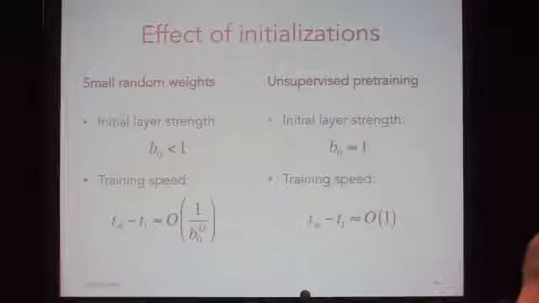So this is giving us some traction on what initializations do. If you initialize with small random weights, then you're initializing with a layer strength that's small, and so the training speed is going to be very slow. It's going to scale exponentially with depth. However, if you use a strategy like unsupervised pre-training, say with autoencoders, that corresponds to learning orthogonal matrices in this case, and the initial layer strengths would be approximately 1, and so training speed is now only a constant time. And there I'm talking about just the fine-tuning time, so you also have to deal with the pre-training time.